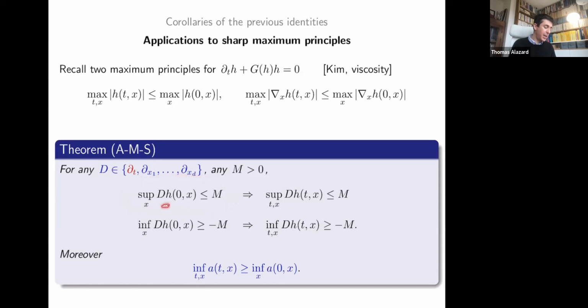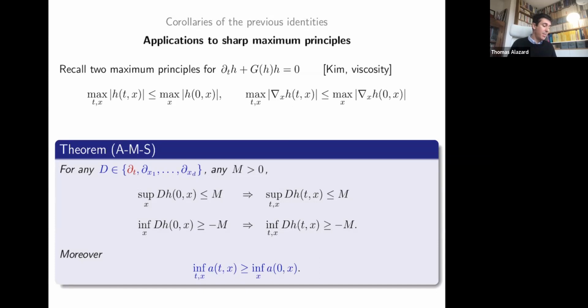If initially one derivative of h is bounded from above by n, where d is any derivative, then the same remains true for all time. And similarly, if it is bounded from below by minus n, then the same remains true. And more interestingly, this inequality says that the infimum of A at time t is always bounded from below by the infimum of A at time 0.